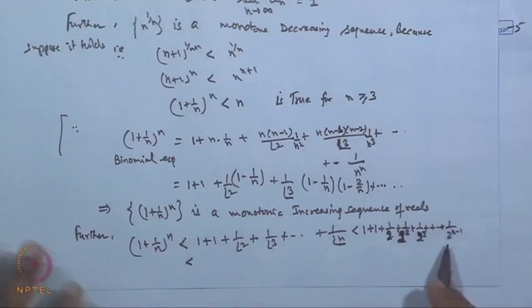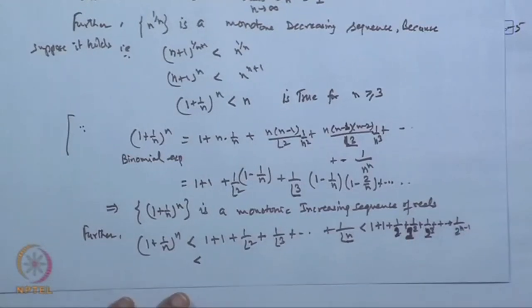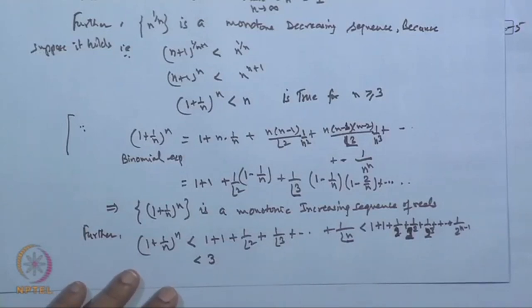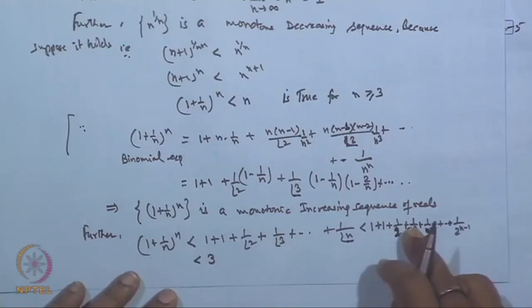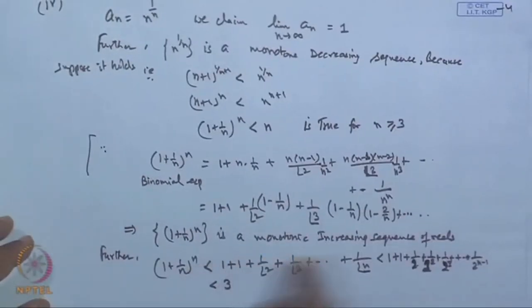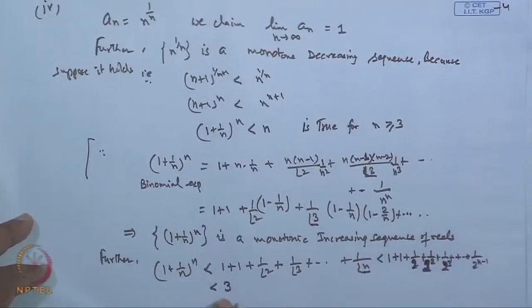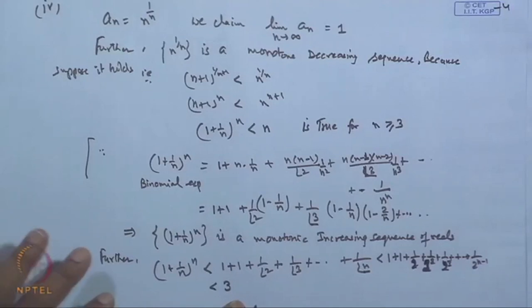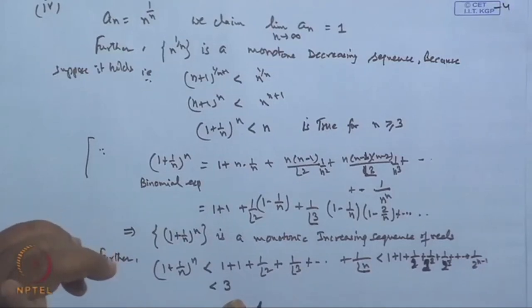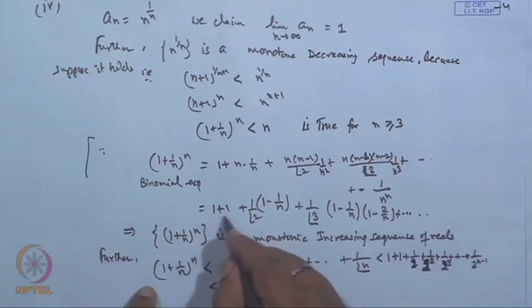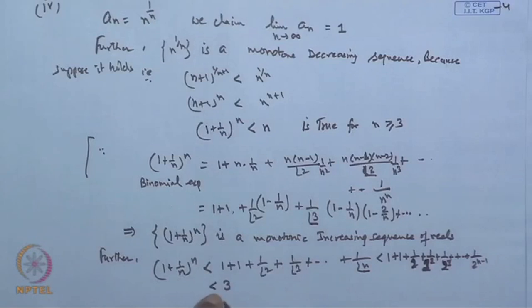Now, this is a geometric series. So what is the sum of this geometric series? It is a over 1 minus r, so it is less than 3. Okay. Is it okay? So it means this is a monotonic increasing sequence of real numbers which is bounded by 3. So it must be a convergent sequence, and the limit of this cannot exceed 3 and will always be strictly greater than 2. At the most it may be 3.